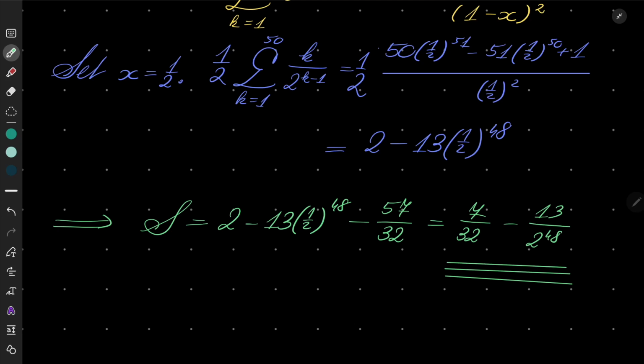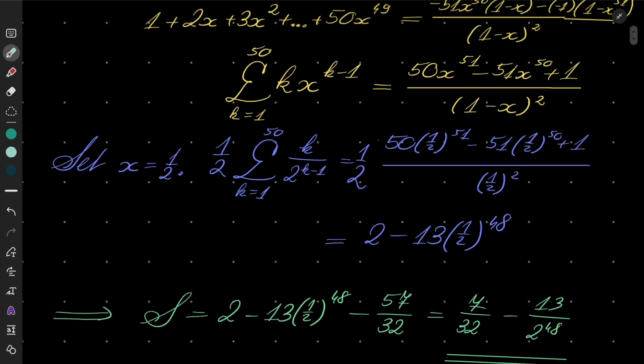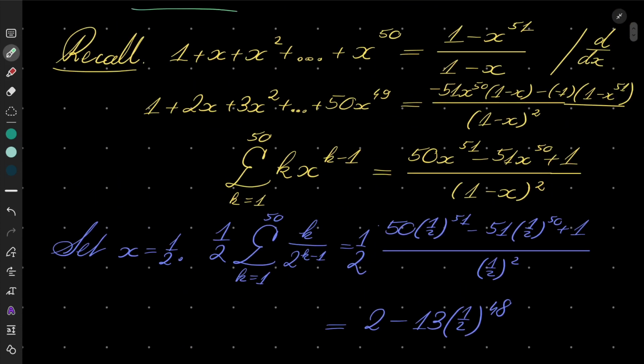Okay, so thank you for watching. I hope that you've learned something new this time. Remember this trick of considering a geometric progression and differentiating it, because in that way we can produce k. After a second differentiation, we will get k times k minus 1 and so on. This is a very handy way to deal with these types of sums. Thank you for watching, and I will see you soon.